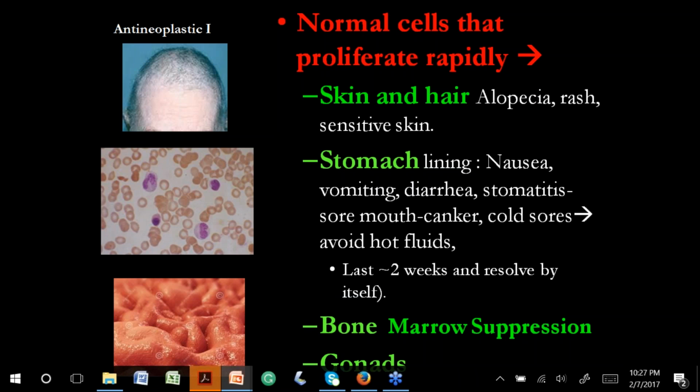and gonads that produce spermatozoids and the ovules, right? So to go to the point, these cancer treatments will destroy skin and hair, so you're going to lose hair. So there are nursing considerations, of course, for hair, right?